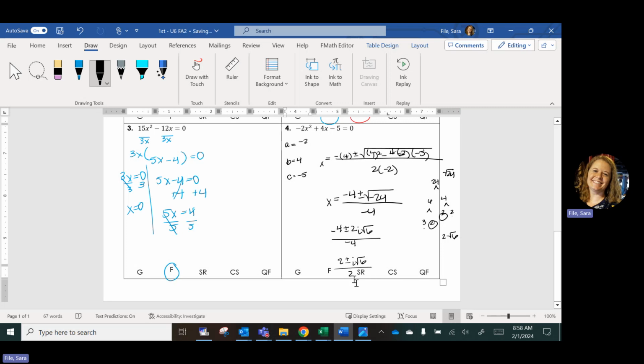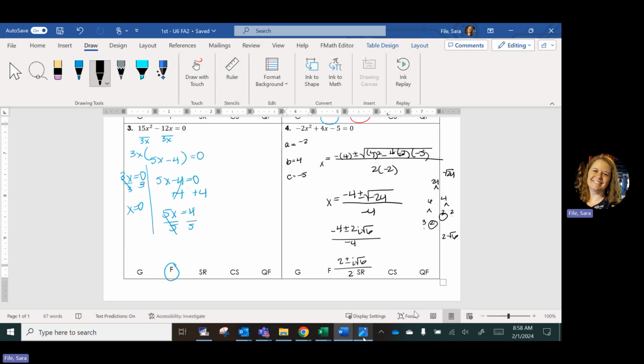If you wanted to reduce that 2 over 2 completely, you would end up with a fraction here in front of I. This is the format you're most likely going to see your answer choices written in. So I would leave it right like this. I feel okay about that?